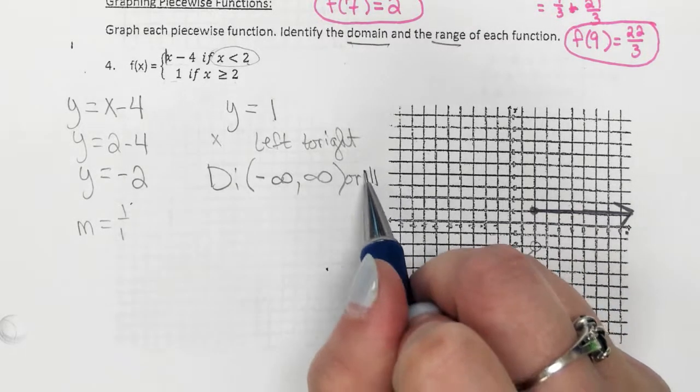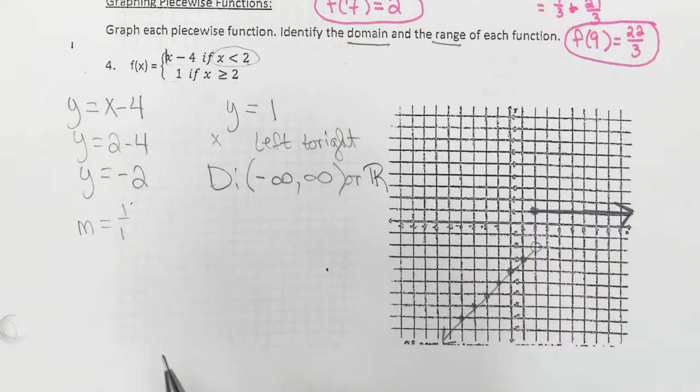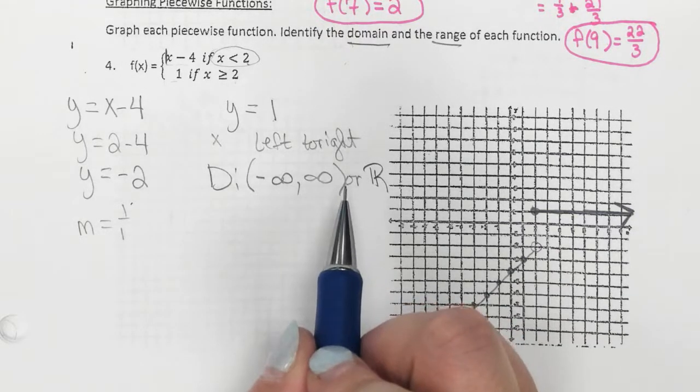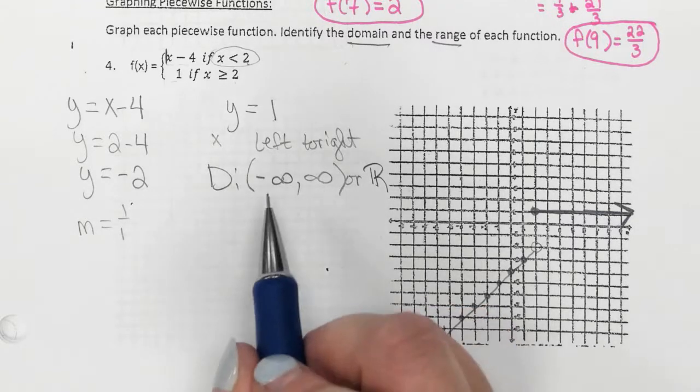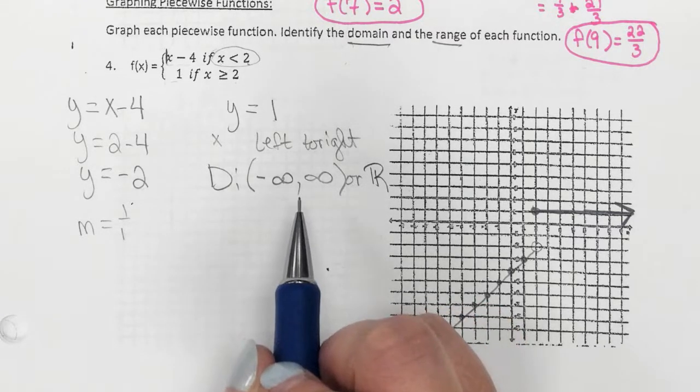The double R. There you go. Either one of those. You don't have to put both of them, guys. Just give me one of them. Either give me all real numbers or give me negative infinity, positive infinity.